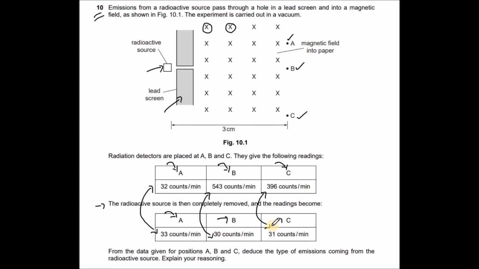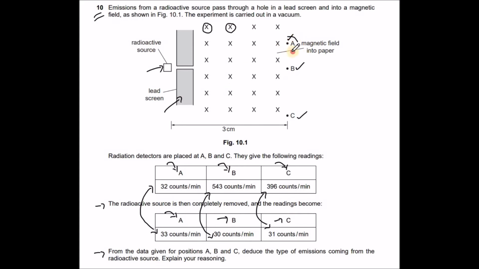Background radiations are the radiations present in our atmosphere all the time. Because of this radiation, the counter detects a few counts, like at position A, 33, 32 like that. Now what is the question we have? Look at this part. From the data given for positions A, B and C, deduce the type of emission coming from the radioactive source. Explain your reasoning.